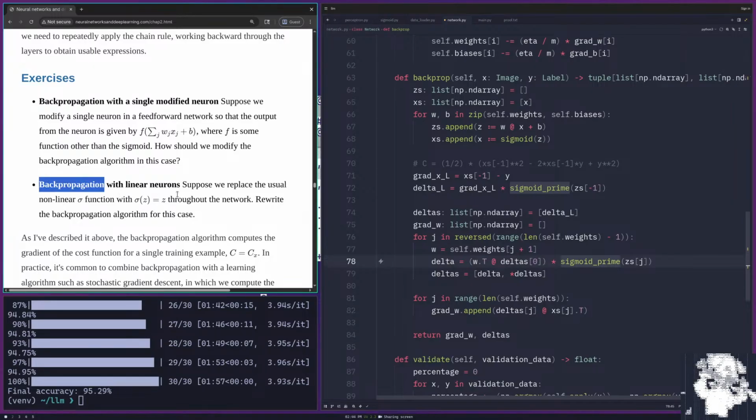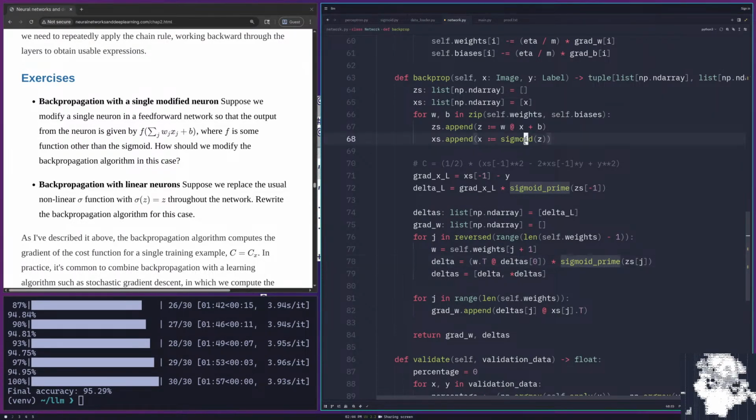Backpropagation with linear neurons. Suppose we replace the usual nonlinear sigmoid function with sigmoid of z equals z throughout the network. Rewrite the backpropagation algorithm for this case. Okay. So instead of doing sigmoid z, you just do z. Instead of doing sigmoid prime, you just have 1, because the derivative of z with respect to z is just 1. So this just becomes 1, and this just becomes 1.